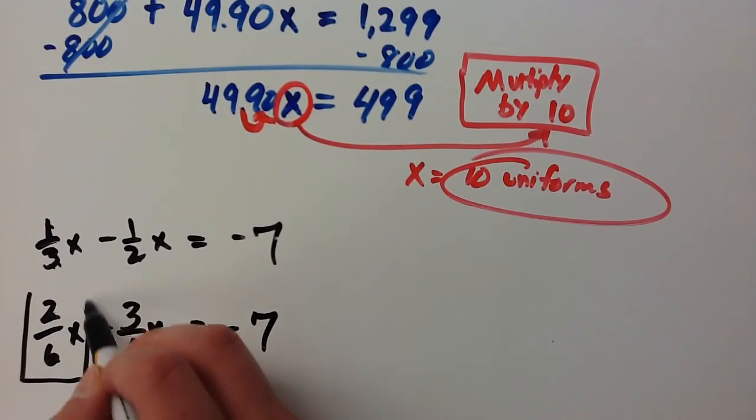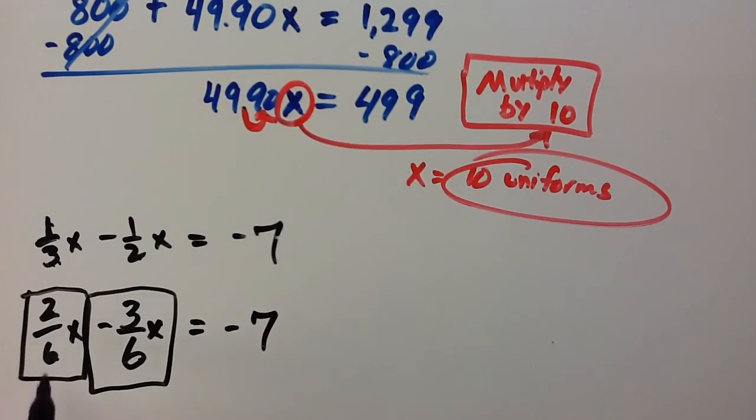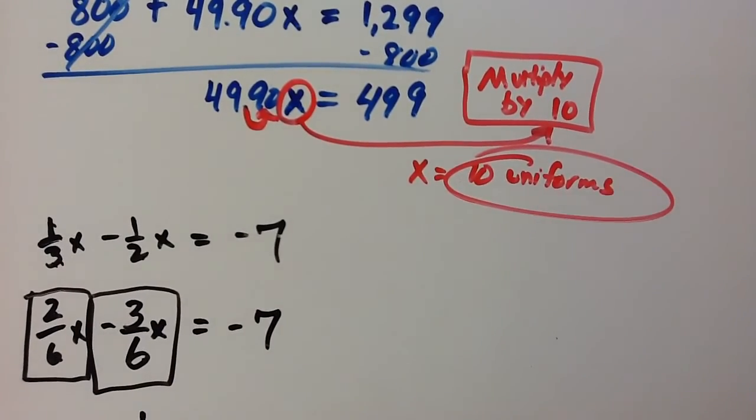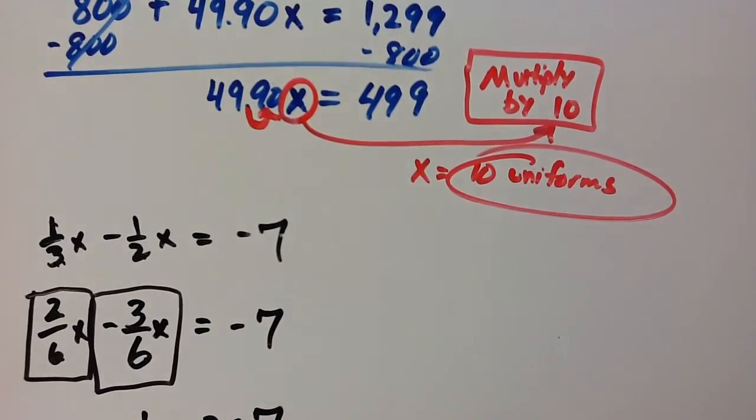Okay, so now here's my equation. I'm going to put these terms in the same shape because they are like terms. So if I have 2/6 minus 3/6, that would be -1/6. Keep the variable x. This is all equal to -7.